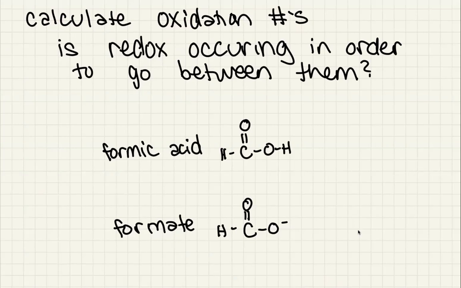I want you to figure out the oxidation numbers. For this one, let's do it for all of the atoms. And then tell me, is redox occurring in order to go between these? So why don't you pause the video and try this out?